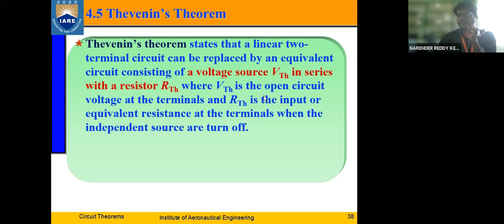And how do you find RTH? RTH is the equivalent resistance, by finding the input resistance, right? Looking back into the circuit when the independent sources are turned off. And what happens when you have a current source or dependent sources? We can let it go, right? We are bothered only when you have independent sources.